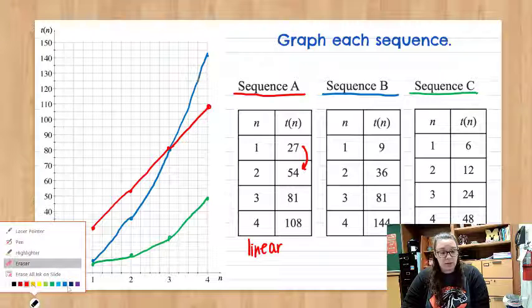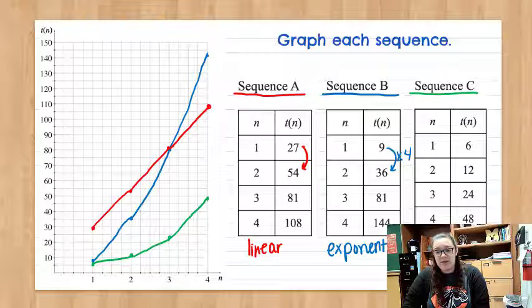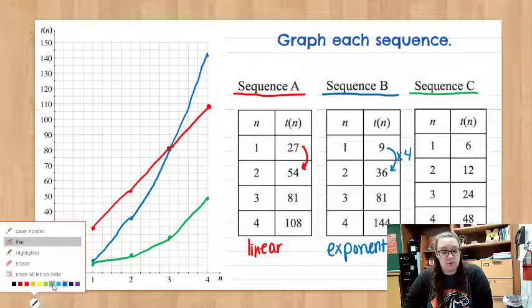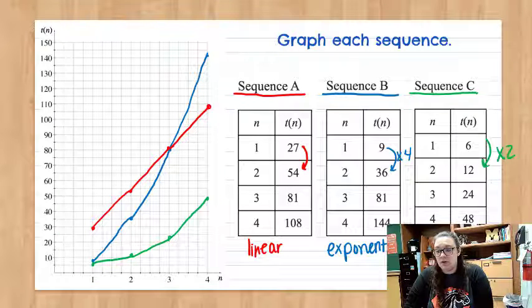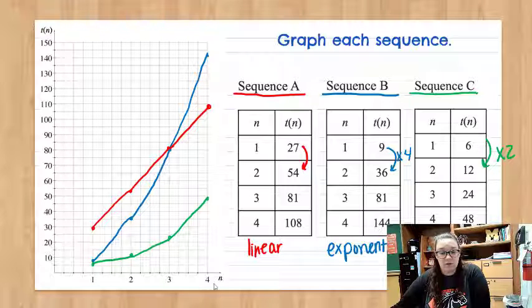My blue one here didn't though. It went from 9 to 36, which was times 4, and it did times 4 each time. We know this to be exponential. On my last one, from 6 to 12, it only went times 2 each time, which is also exponential. So in the end of the day, we're trying to figure out which graph we'd like to choose. I think that I would choose sequence B. Look how fast it's going up. I can just imagine what 5 would be. It'd be even higher. It'd be times 4 again.